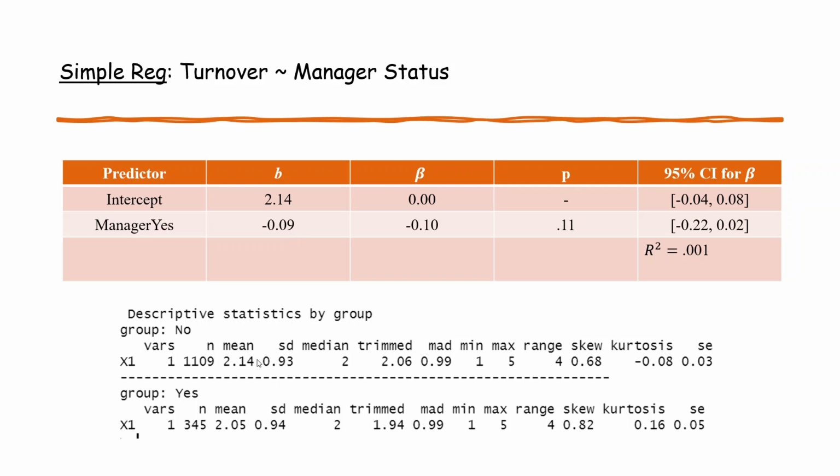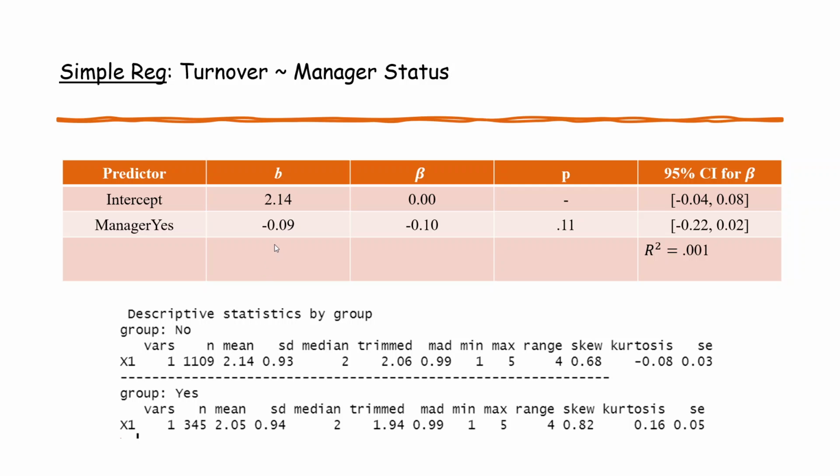And sure enough, as we look at the mean turnover intention levels down here, for our non-managers the mean is 2.14, and for the managers the average turnover level is 2.05. So that difference is 2.14 minus 2.05, which is 0.09.